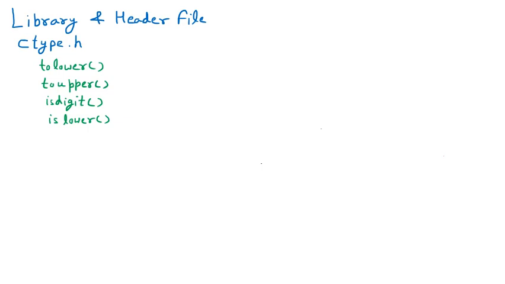So today we are going to discuss the next header file. In the earlier lecture we discussed the ctype.h header file that is used for manipulation of characters. The toLower function converts any character to lower case. toUpper converts a character to upper case. isDigit finds out whether a character is a digit or not. isLower finds out whether the character entered is lower case or not.